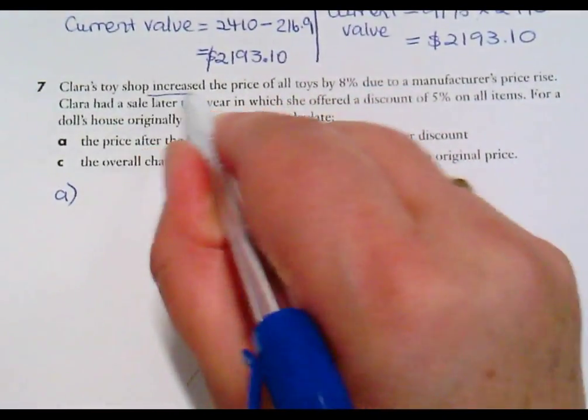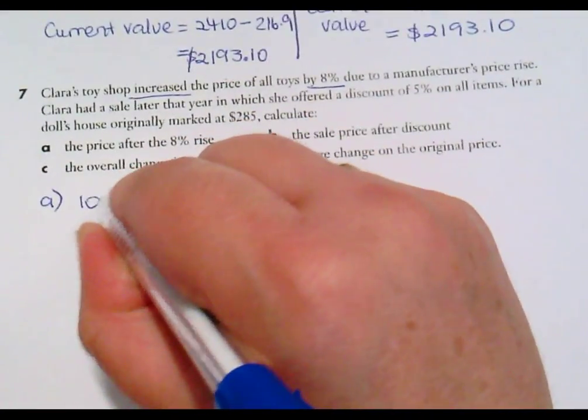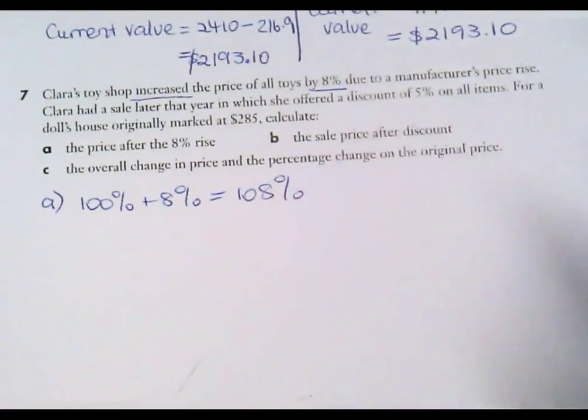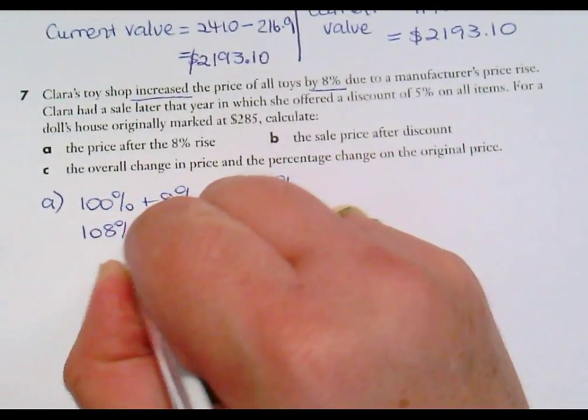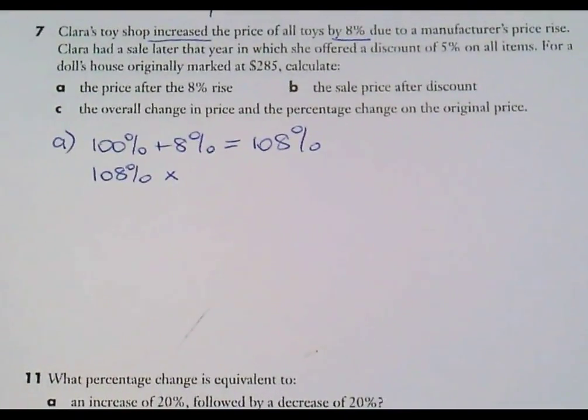We've got an increase by 8%. How do I do that in one step? 100% plus 8% is what? 108%. So therefore, I'm going to do 108% of the original price.